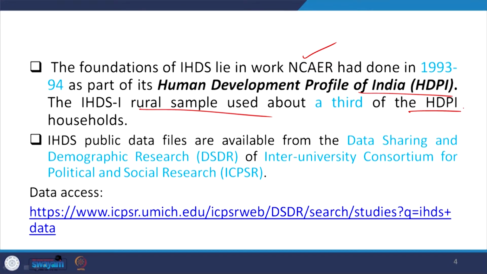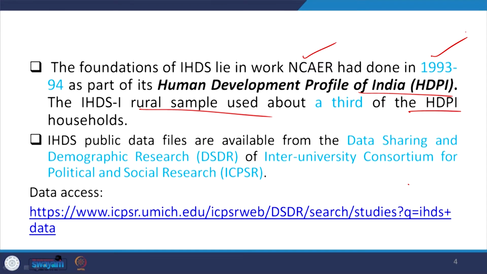That means those who are interested in repeated or longitudinal information related to rural profile can start from the work of 1993-94 till the latest round of 2011, that is IHDS 2, the second round of IHDS. So, in totality, for understanding rural space or rural changes over time, you can consider 3 rounds: HDPI, IHDS 1 and IHDS 2. I will discuss this in detail in our successive slides.